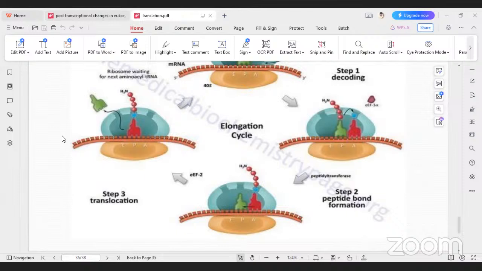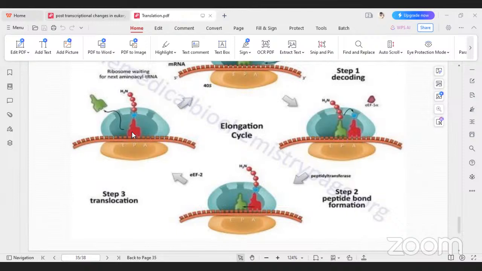Understanding. Now which site is free? Here. Now the incoming amino acid comes to the A site and, after peptide bond formation, is translocated from the A site to the P site.